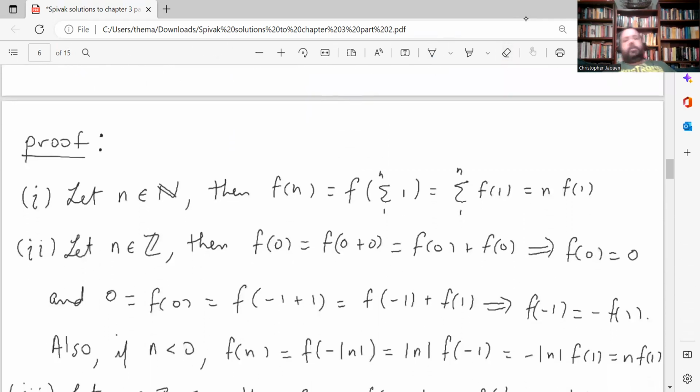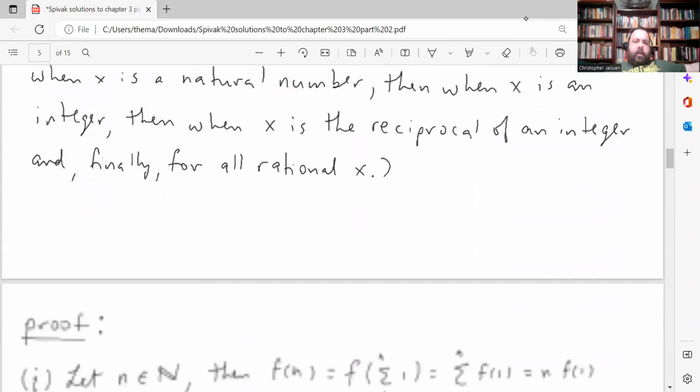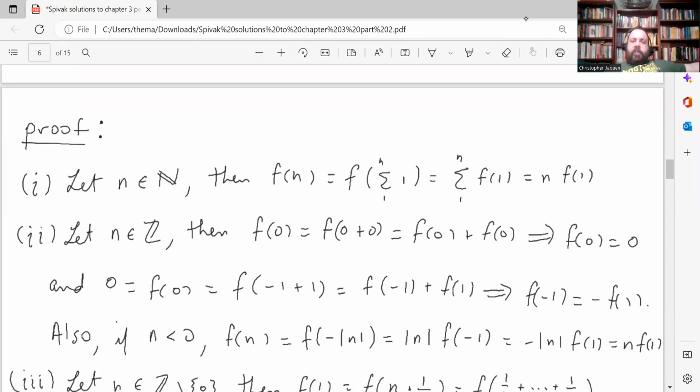So here's the proof. Starting with a natural number n, let n be a natural number, then f of n you can write as f of the sum from 1 to n of 1, and using the property that we proved in part A, that's equal to the sum from 1 to n of f of 1, which is the same thing as n times f of 1. Right? Because when you sum a number with itself n times, you get n times that number. And this part here, you'll see ends up being the value of c.